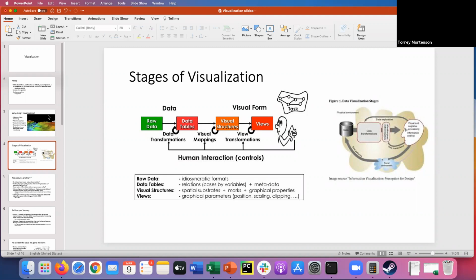We also may want to change visual mappings. This could be color, shapes, styles, different things like that. And then view transformations. This is, I'm looking at this view, but I want to interact with it in a way that will change the others. I'll show you that as we get farther.